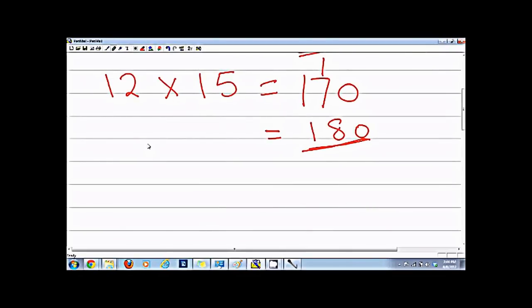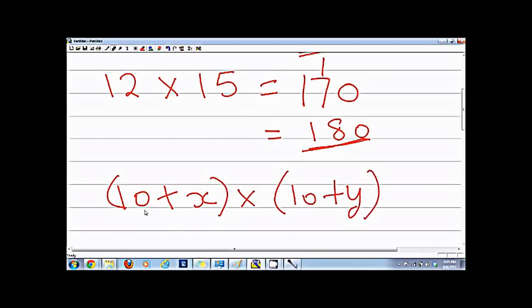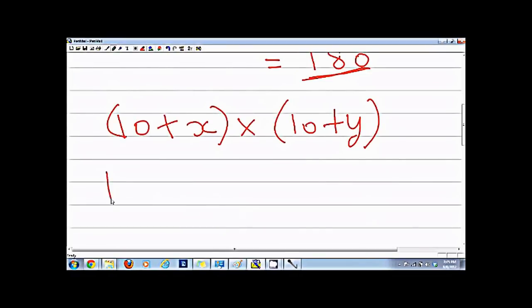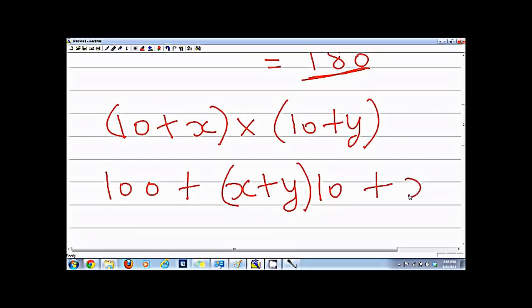Now let's go to the proof. I'm not doing any magic here, there is a simple mathematical proof for it. For example, if I have to multiply two digit numbers like 10 plus x and I want to multiply it by 10 plus y, if you solve this, what you will get is 100 plus x plus y, and this x plus y will be multiplied by 10, and then we have x into y.